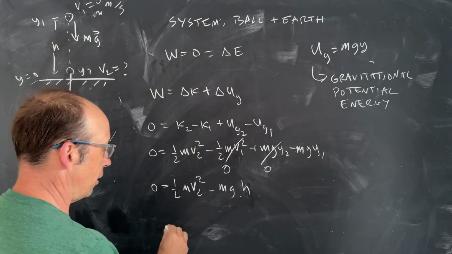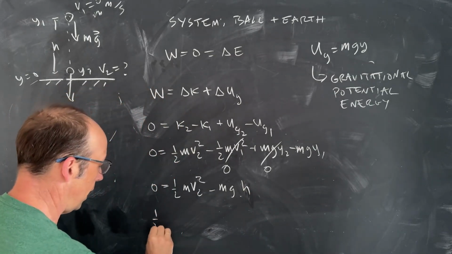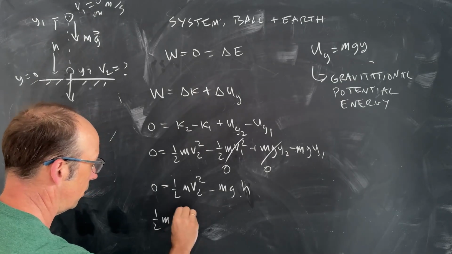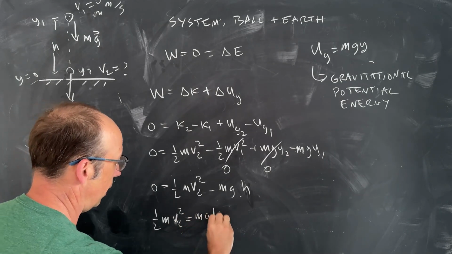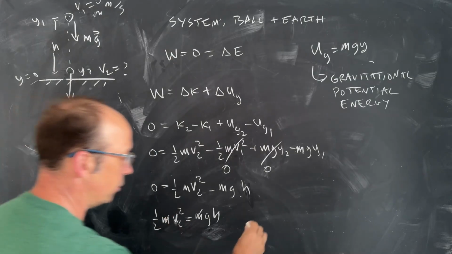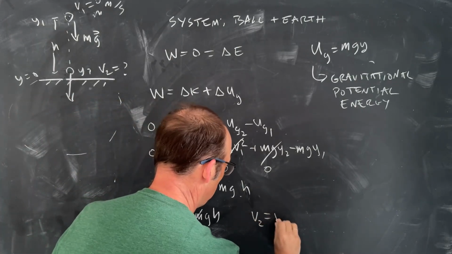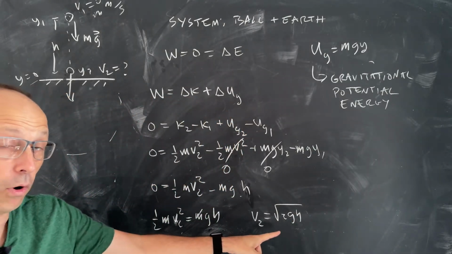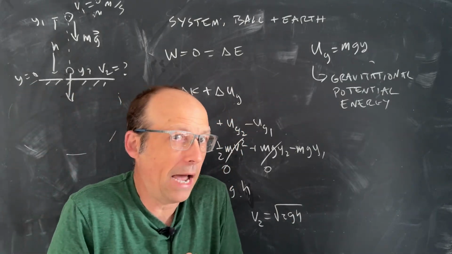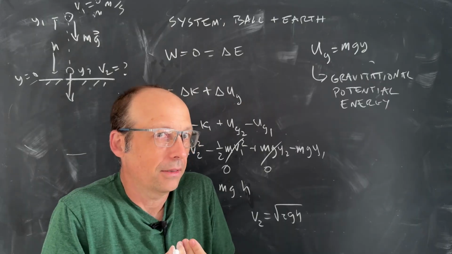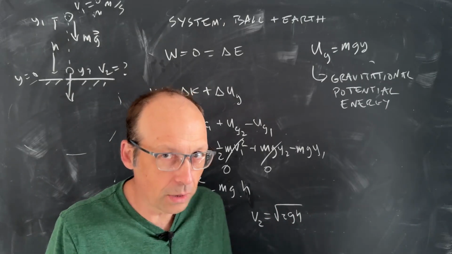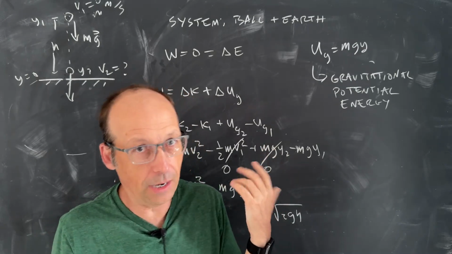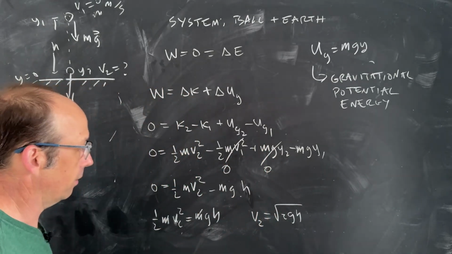So now I can add that to both sides. I get 1/2 mv2 squared equals mgh. The mass cancels, multiply by 2, take the square root. Shouldn't be a surprise, v2 equals the square root of 2gh. That's the exact same thing I got before, right? Because it shouldn't matter what I pick as my system. The final result should be the same thing. We can measure the final velocity, so it shouldn't matter how fast it's going depending on how I calculate it. It should be the same thing.